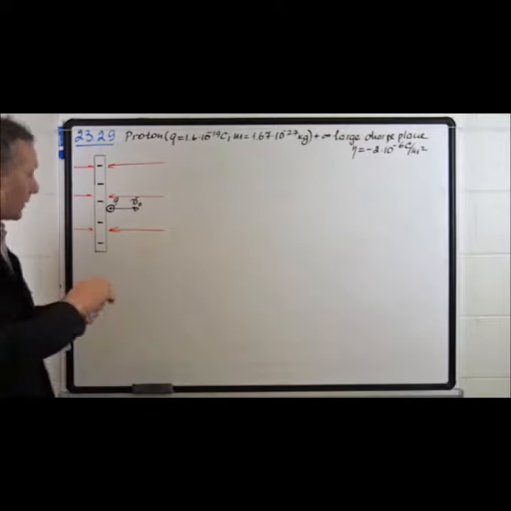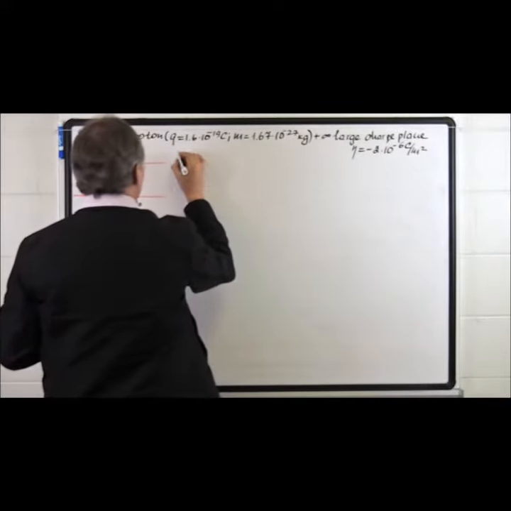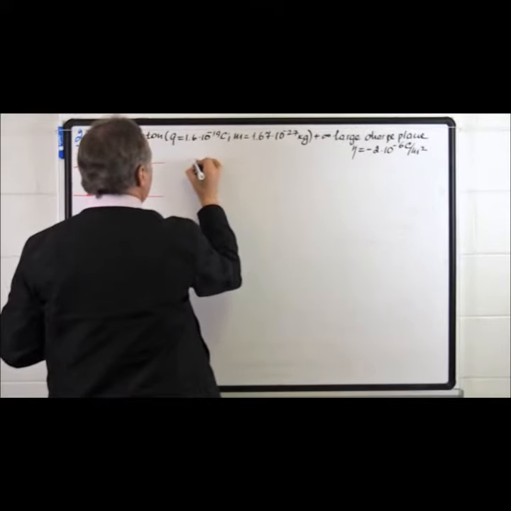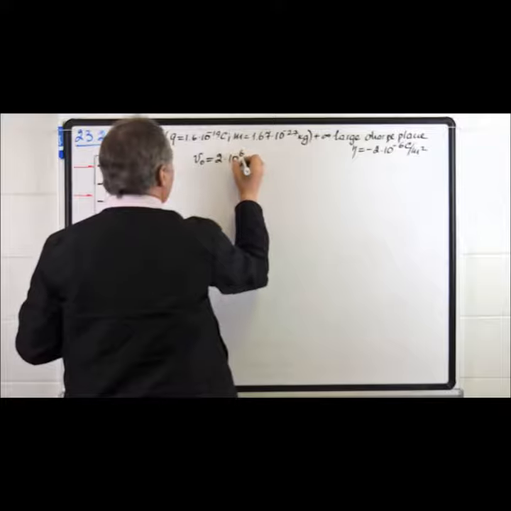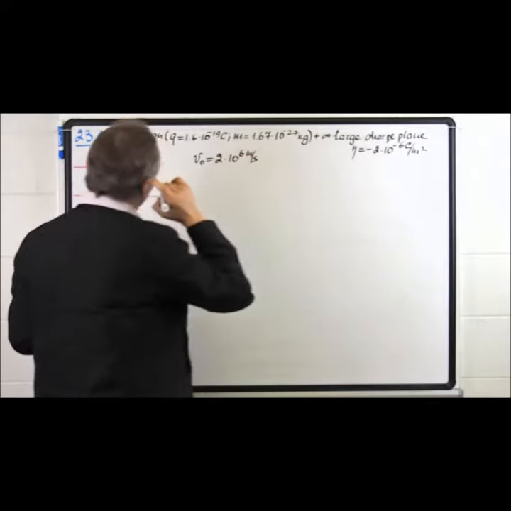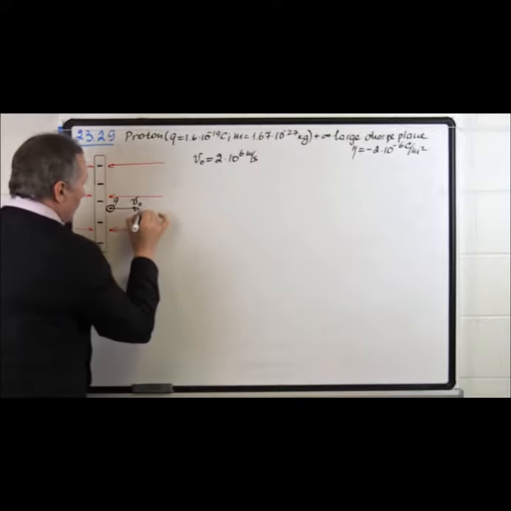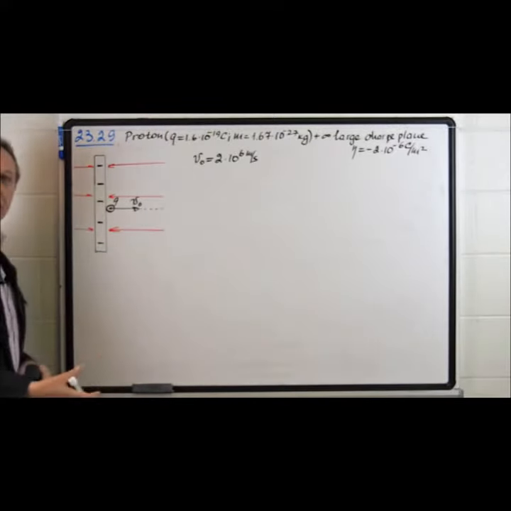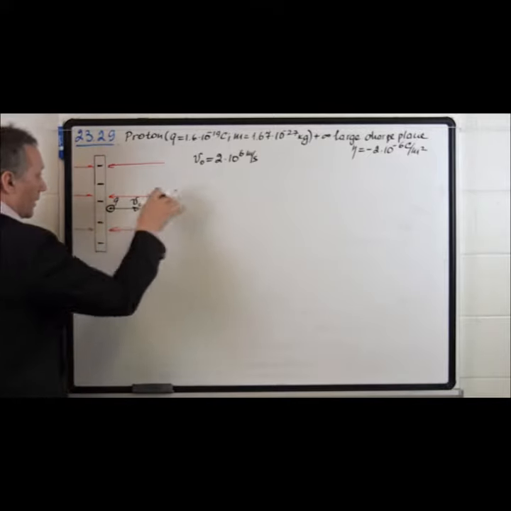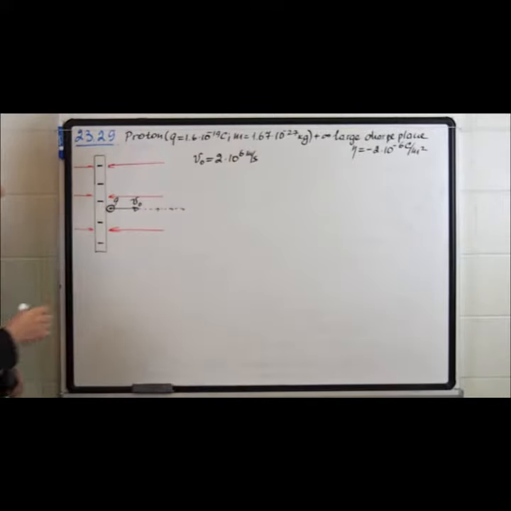So I can write immediately that the initial velocity V naught is 2 times 10 to the power of 6 meters per second. That is the initial velocity of this proton. And of course, it will be traveling this way, decelerating. We will get that deceleration mathematically.